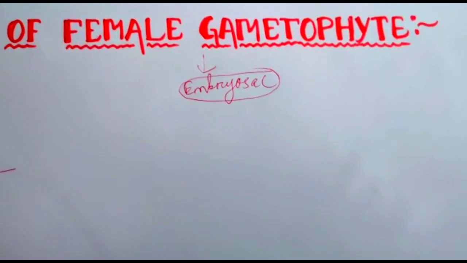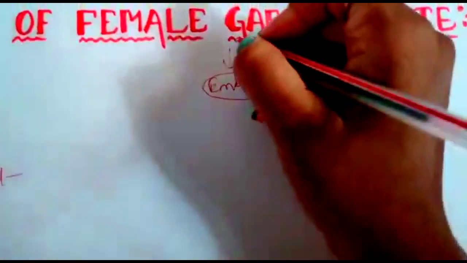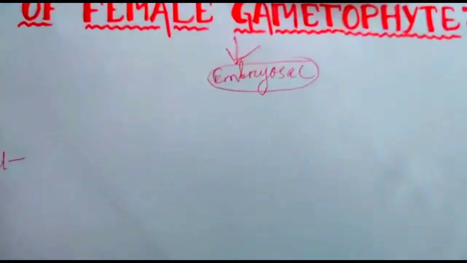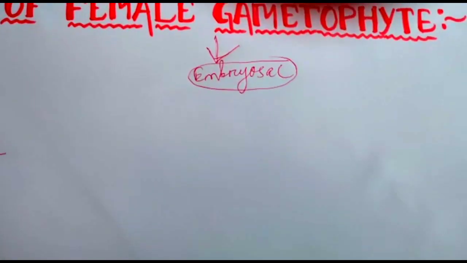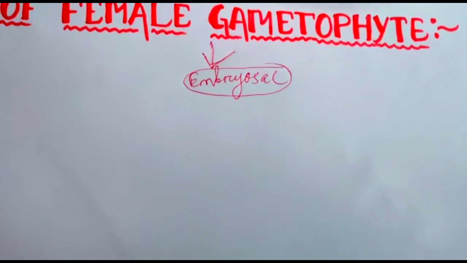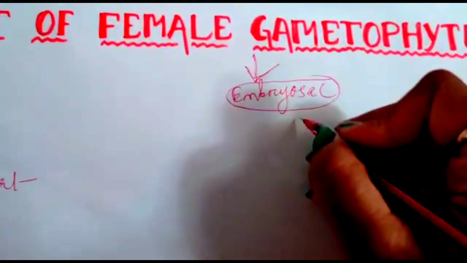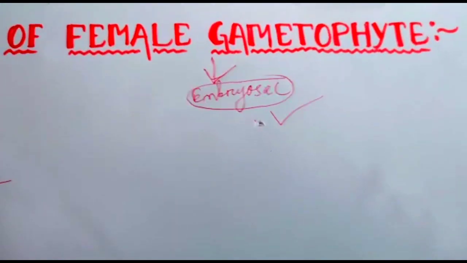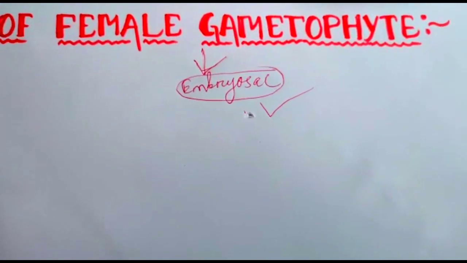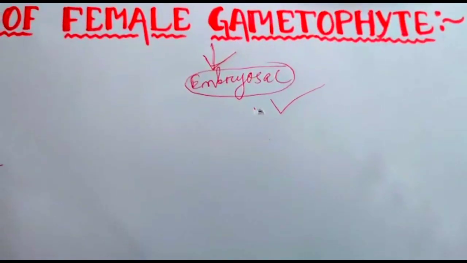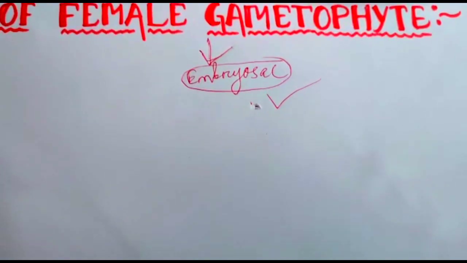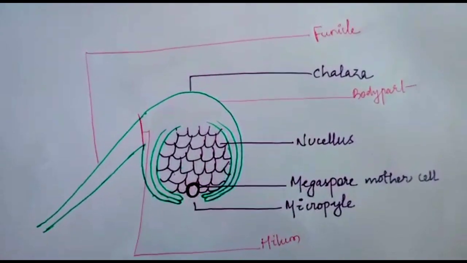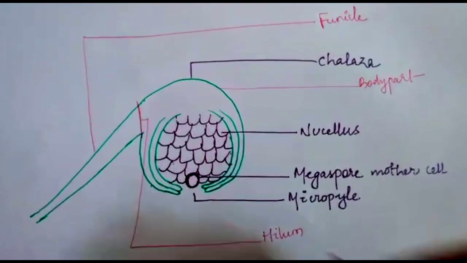The female gametophyte is also known as the embryo sac. So, in this video, we'll talk about how this embryo sac is formed. For this, we draw a typical anatropous ovule. So, this is the structure of the ovule.